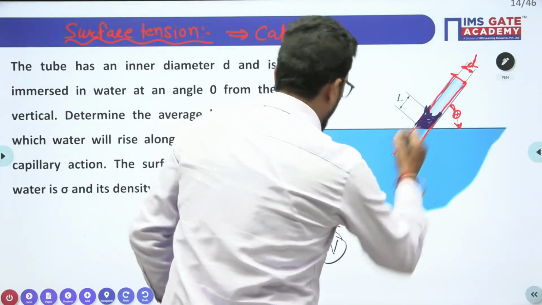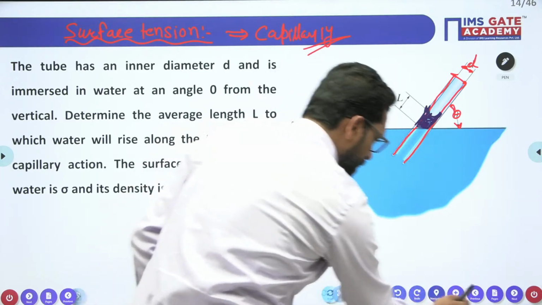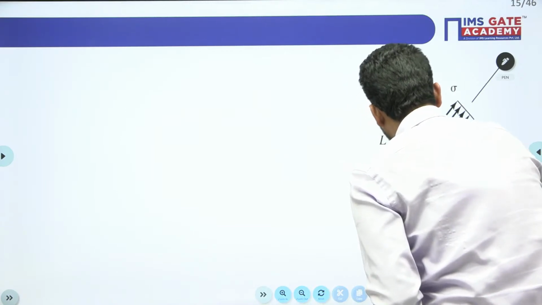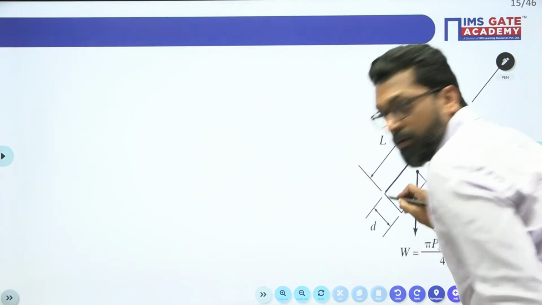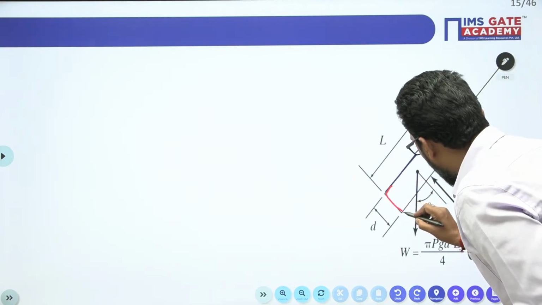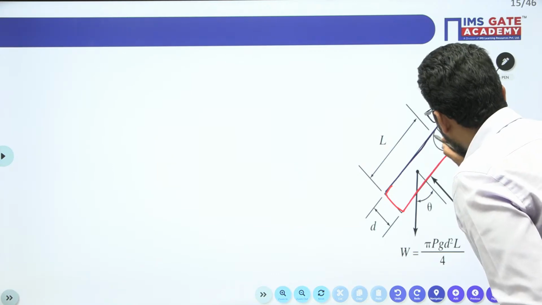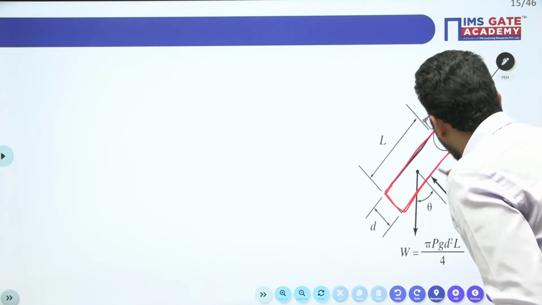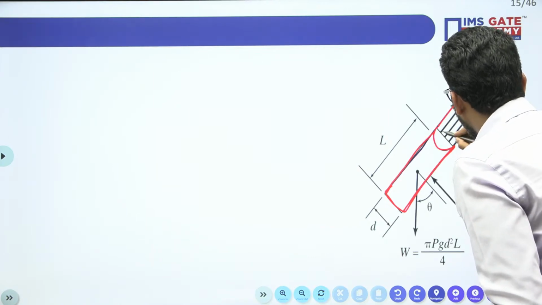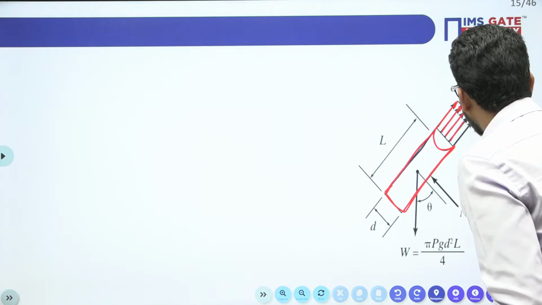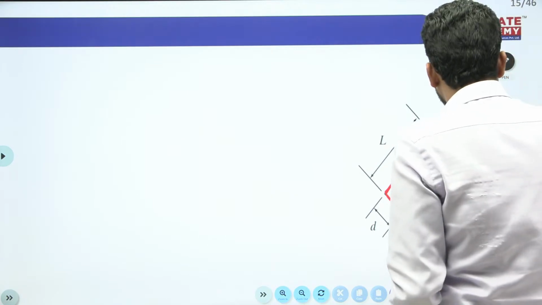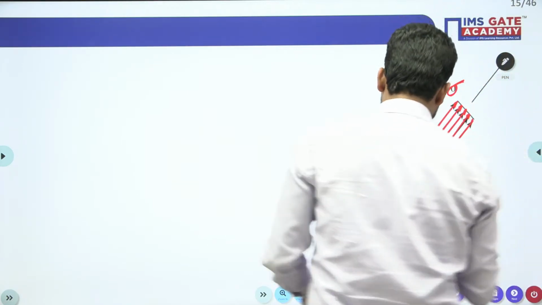Okay. So we draw the free body diagram of this capillary tube. This is our capillary tube. This is the force. See, this is water, so the contact angle is 0 degrees. This is the surface tension, the coefficient of surface tension. This is the length L.